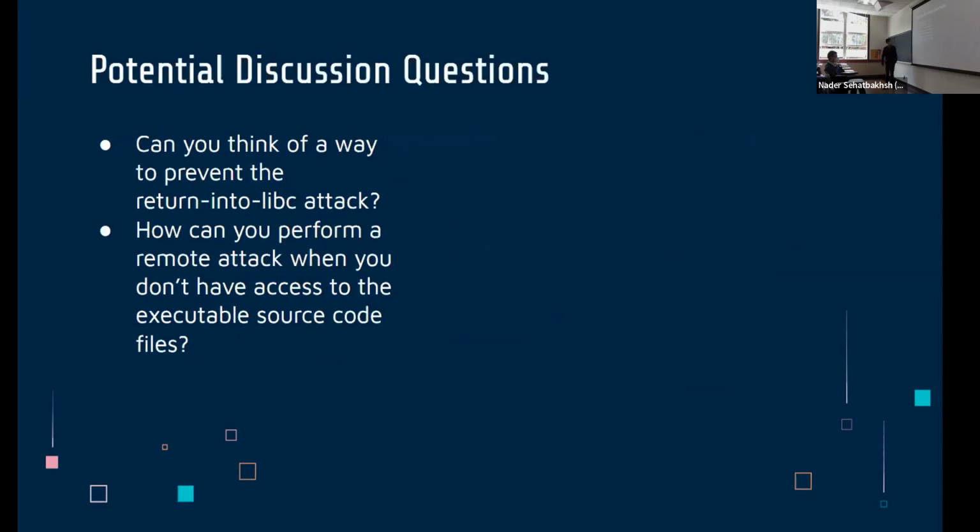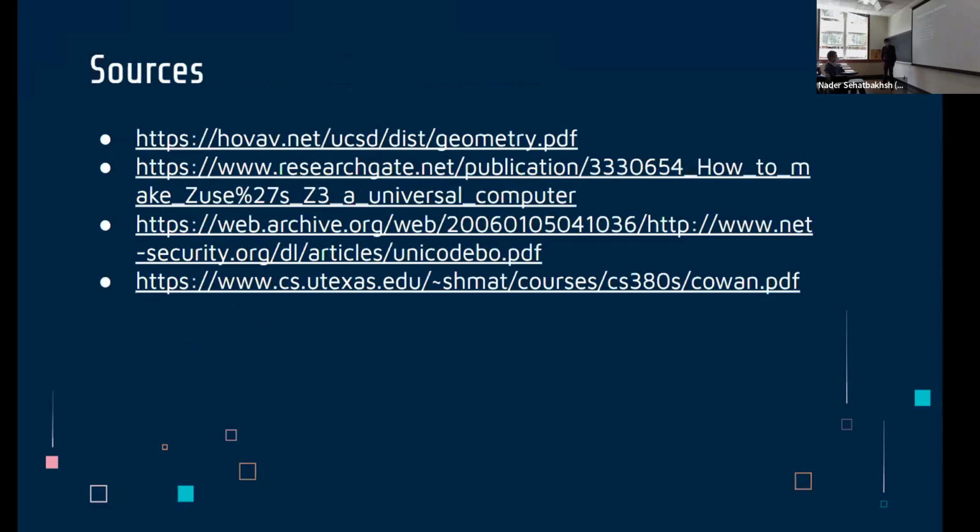And these are some potential discussion questions that we thought of when we were reading the paper. One is, can you think of a way to prevent return-to-libc attacks? And the second is, how can you perform a remote attack when you don't have access to the executable source code files? These are just questions that came to our mind when we were reading the paper, and these are our sources.